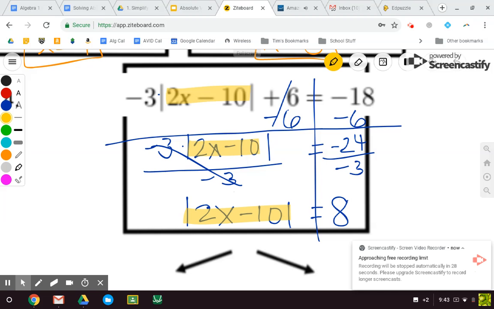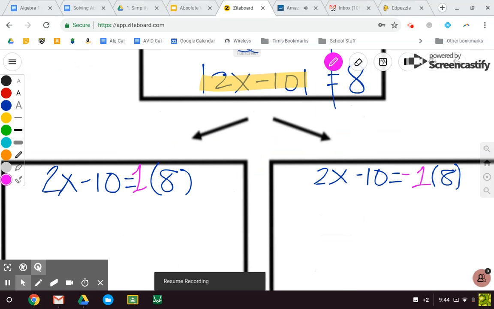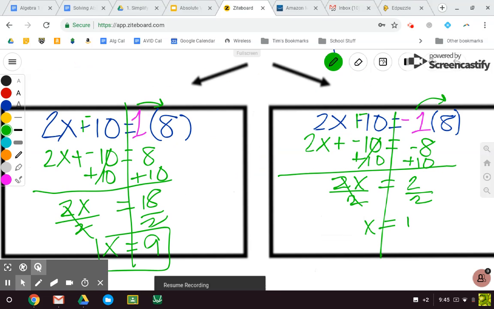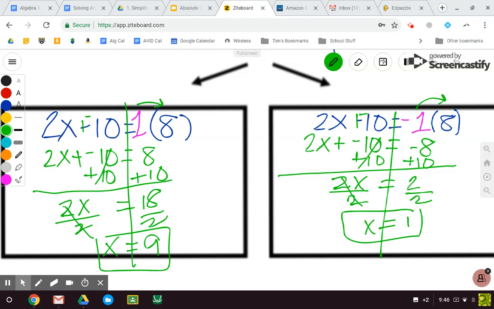Okay? Now I'm going to go ahead and write my 2 equations. You do that now. So here are my 2 equations. One has a +1 in front, and one has a -1. Go ahead and solve these. So if you solve them correctly, you should have gotten x equals 9 and x equals 1. If you didn't, please come up and talk to us.